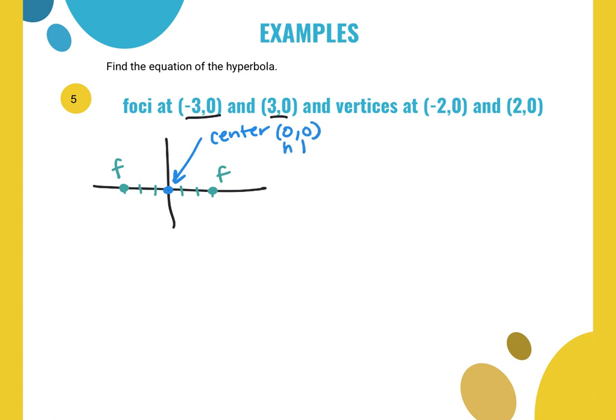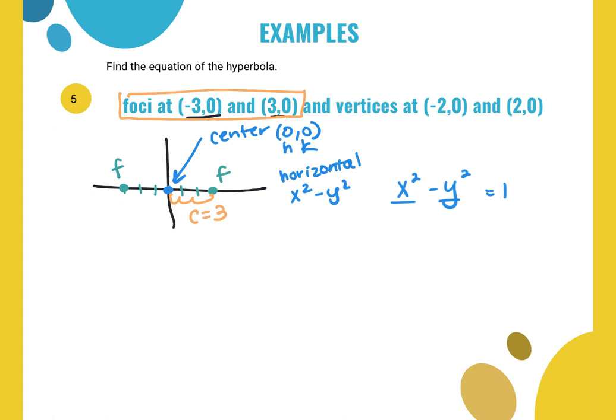That's going to be my h and k. It tells us it's horizontal because the foci fall on the transverse axis. And if it's horizontal, it's x squared minus y squared. So already you have the numerators because you've got x squared minus y squared, and there's nothing added or subtracted from either. And you know it's going to equal 1. Now we have to fill in the a and the b. The other piece of information you get from knowing your foci is that c is 3. So all that information we know just from that first piece of information that they gave you.